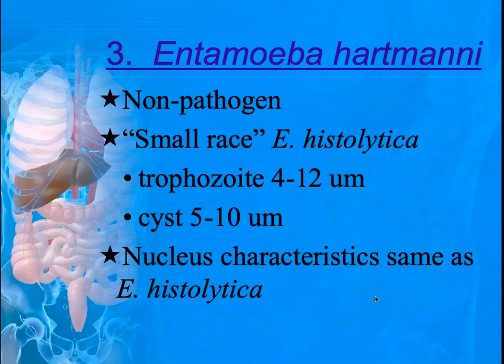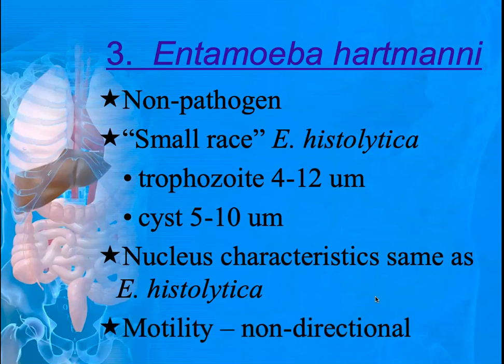Then very quickly we can cover Entamoeba hartmanni because it also looks the same as histolytica except it's smaller. The size is significantly smaller. So it's called small race Entamoeba histolytica. It is also non-pathogenic and the motility is non-directional. So once you get a handle on Entamoeba histolytica, you actually can easily describe Entamoeba dispar and Entamoeba hartmanni. So this also has the bullseye nucleus with the central karyosome, even peripheral chromatin. The only difference here is size, and it is also non-pathogenic. And of course, we will not see erythrophagocytosis.